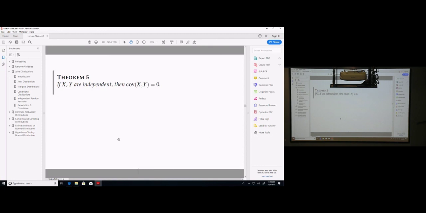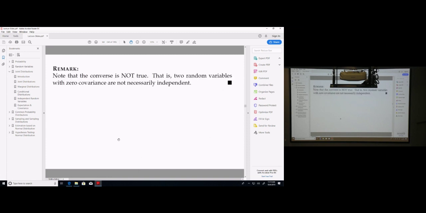Now this is usually not cast in this way, because there is another quantity we are going to introduce, the correlation coefficient. But the correlation coefficient is basically the covariance divided by something. So if the covariance is 0, the correlation will be 0. That is what we will talk about. Note that the converse is not true. That is, two random variables with 0 covariance are not necessarily independent.